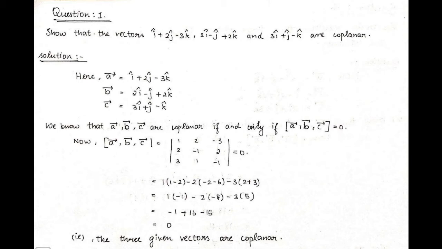We know that a vector, b vector and c vector are coplanar if and only if [a vector, b vector, c vector] is equal to 0. Now let us solve the determinant. [a vector, b vector, c vector] is equal to the determinant of 1, 2, minus 3, 2, minus 1, 2, 3, 1, minus 1. Then the value becomes 0. Therefore, the three given vectors are coplanar.